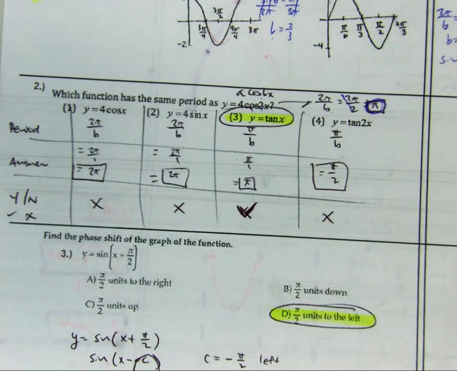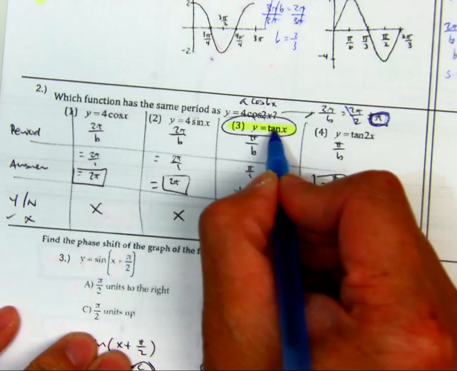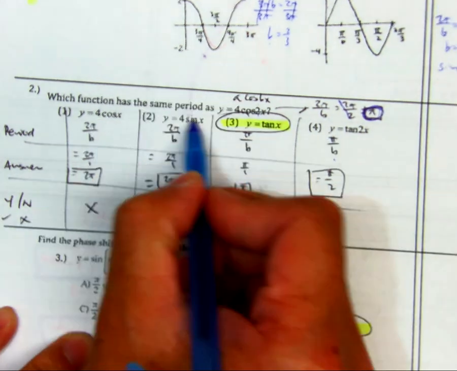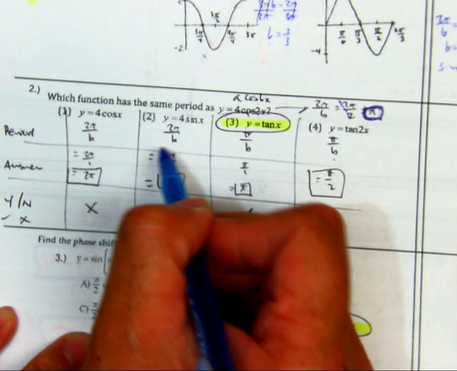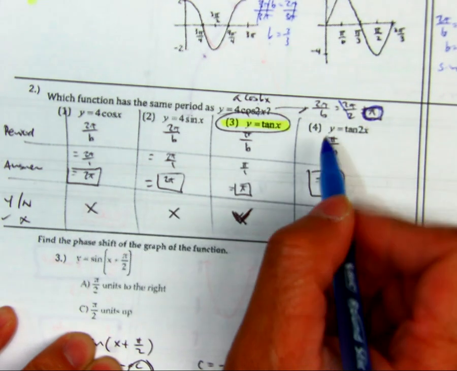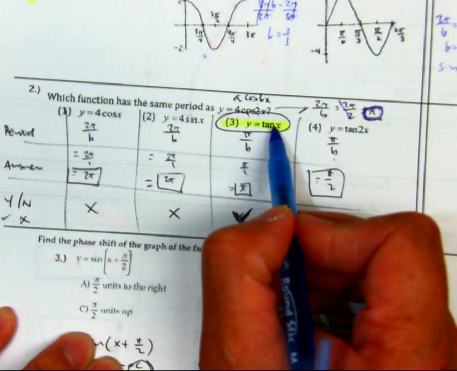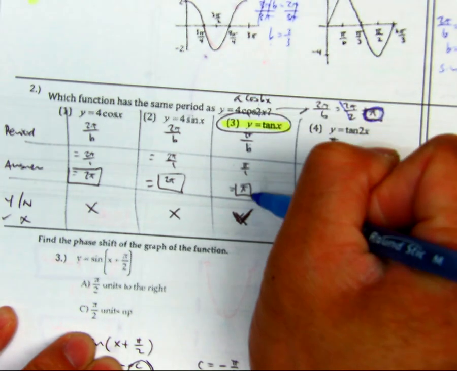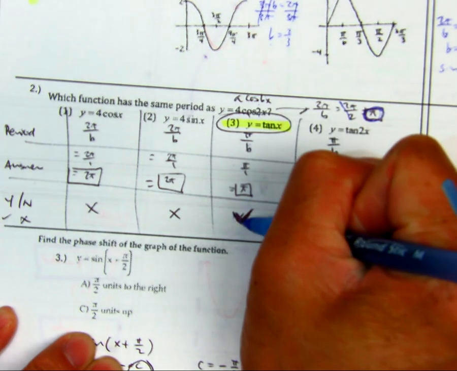Well, if you pay attention here, tangent has a period of pi over b. Sine and cosine is 2 pi over b. So there's a big idea. And here, my b value is 1, right next to the x. So that means this would be pi. So this is going to be your answer.